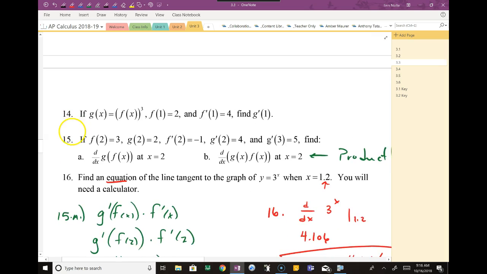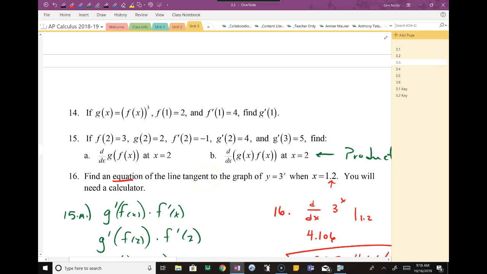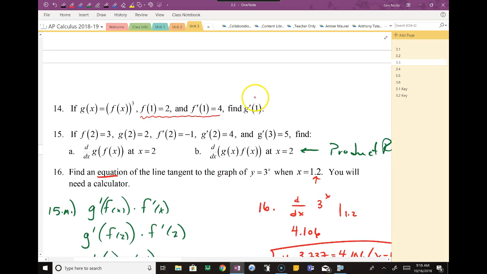Okay, Garrett, are you ready? Check out number 14. Watch how we do this. We have g of x being the function, with the inside piece, f of x, to the third power. They give us this information that we're not going to look at until after we derive it, and then we'll plug it in. First we're going to do the derivative of g. We'll derive it in terms of x first, and then we'll talk about the 1 afterwards.